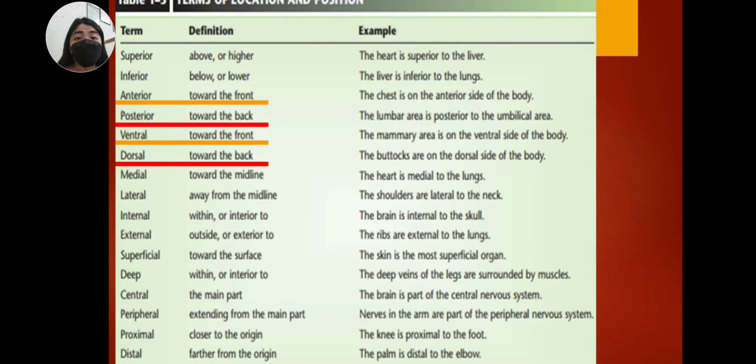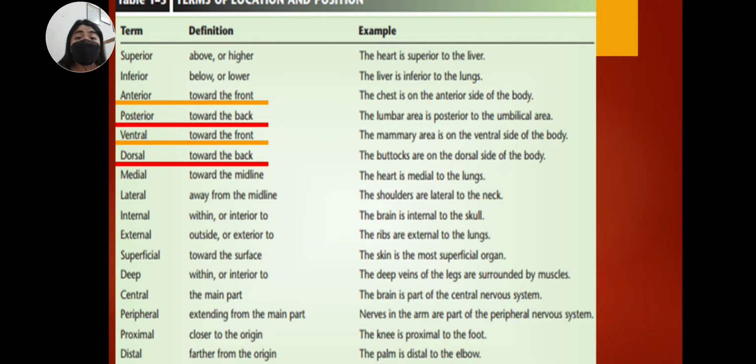Internal, within or interior. External, outside or exterior. Superficial, toward the surface. Deep, within or interior too. Central, the main part. Peripheral, extending from the main part. Proximal, closer to the origin, and distal, farther from the origin.